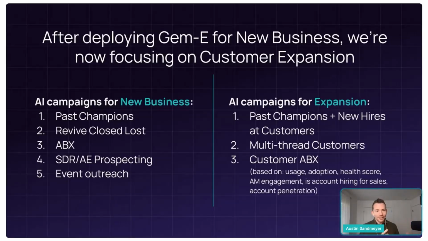So, cool, great. How do we use that? We walked over and said, I want to use this on the CSM side. I want to expand our customers. I want to get more pipeline there. I want to develop more accounts there. So that is where we come into using past champions and new hires at customers, multi-threading customers, customer ABX. So using all of the things you think about when you're using ABM for ABX on your customers.